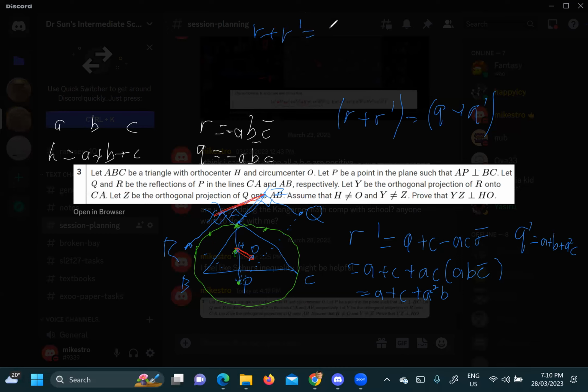A plus C. Wait. Hold up. I'll just do minus A B C bar first, and then plus A plus C plus A squared B. And then Q plus Q prime is the same thing: minus A B bar C plus A plus B plus A squared C. So I think that's right. Yeah. Okay.